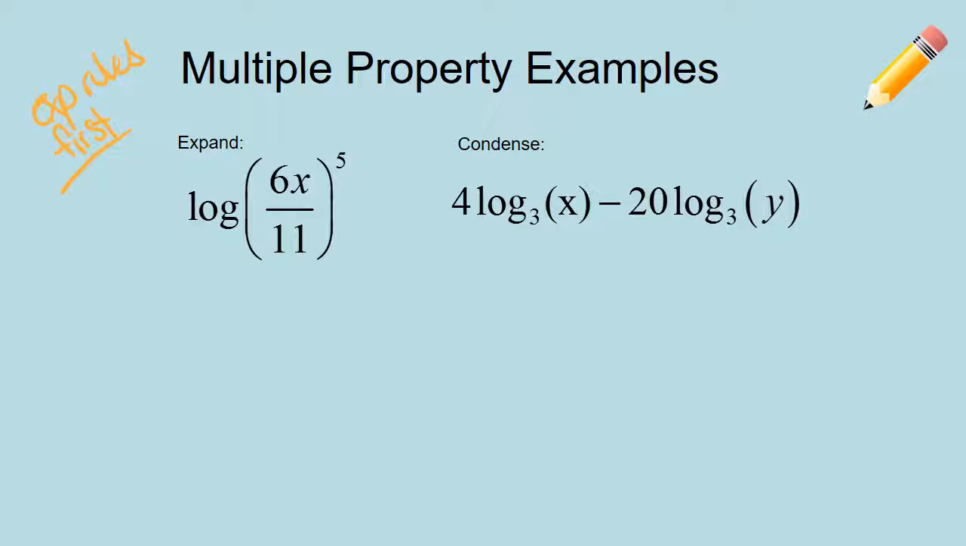So first of all, I'm going to distribute that 5 to everything in the parentheses, meaning I'm going to have 6 to the 5th, x to the 5th, 11 to the 5th. We have a couple of options here. You can take care of those numerical values, or you can start using the properties. The first thing I'm going to do is I'm going to take care of the properties. If I take a look, on the top I am multiplying two values and then I'm dividing by one value. So that means I'm going to have 3 logs when I expand.